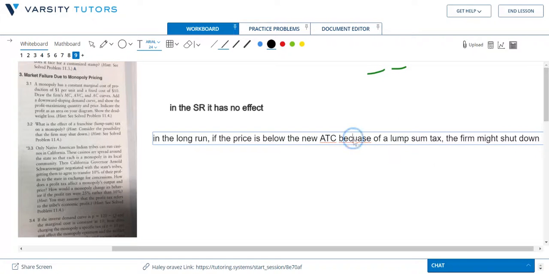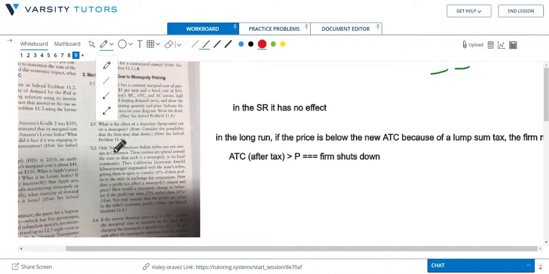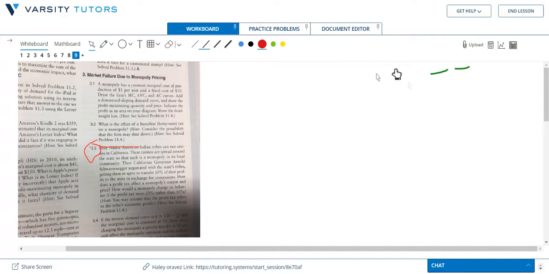Maybe your teacher is really into solving things algebraically or something like that, and he may expect you to say, well, if ATC after tax is greater than price, this would be the situation where the firm shuts down. I can't really think of any better ways to answer question number 32. So I hope that's somewhat similar to whatever the solved problem is in 11.4, but it's really worth looking up. And remember, you do kind of have to look that up on your own time.